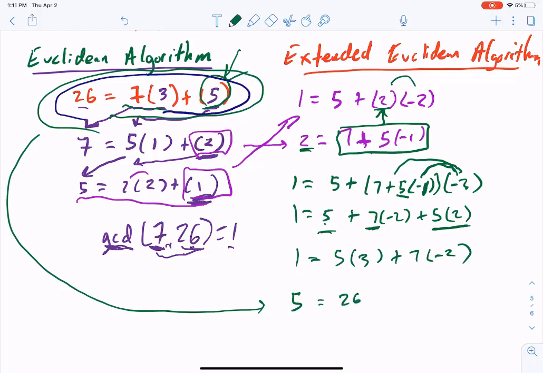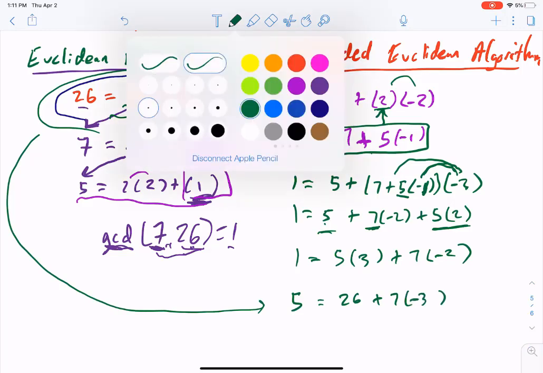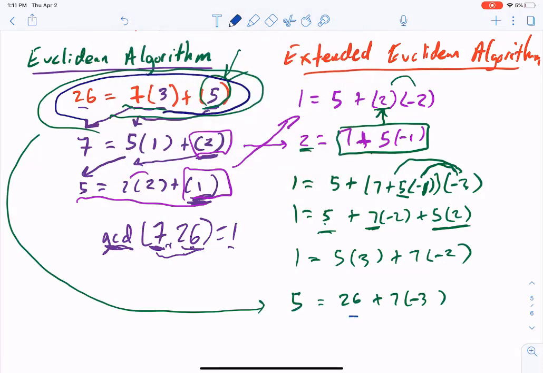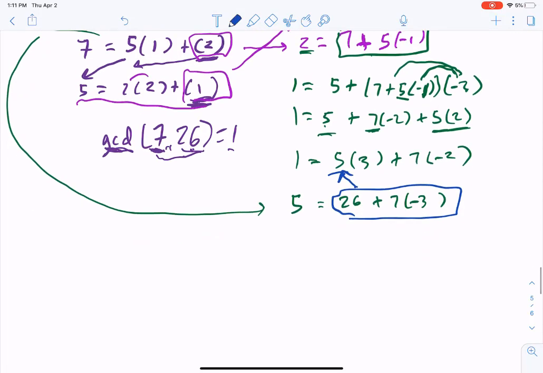If I subtract 7 times 3, it's the same thing as adding 7 times negative 3. And that's what I'm going to say that is. This is equal to 5. And because it's equal to 5, I can plug this in right here for the 5. So now I have this. I have 1. So this top equation is now going to equal 1. So 1 equals, this is going to be 26 plus 7 times negative 3, all of that times 3.